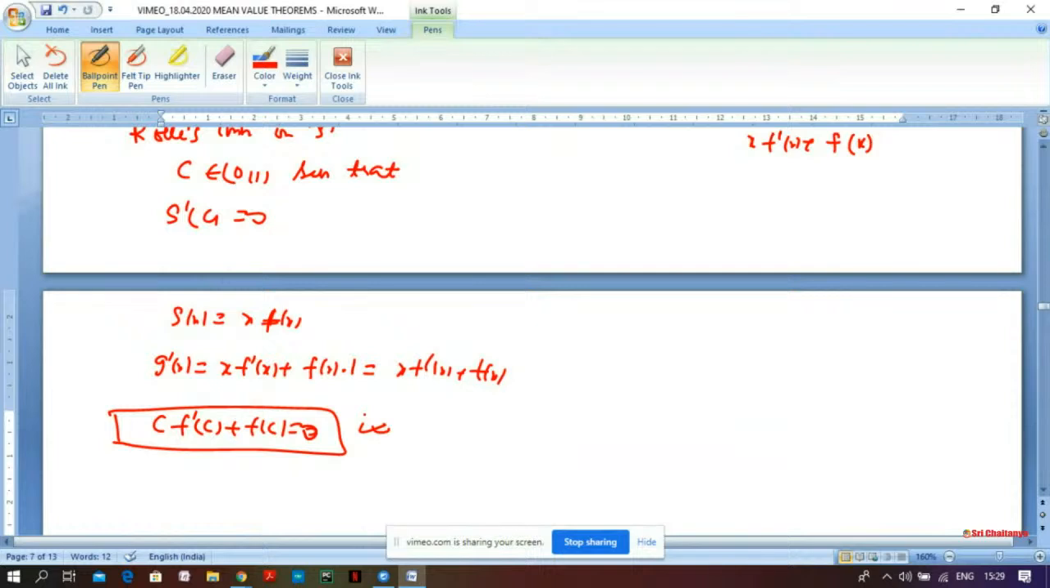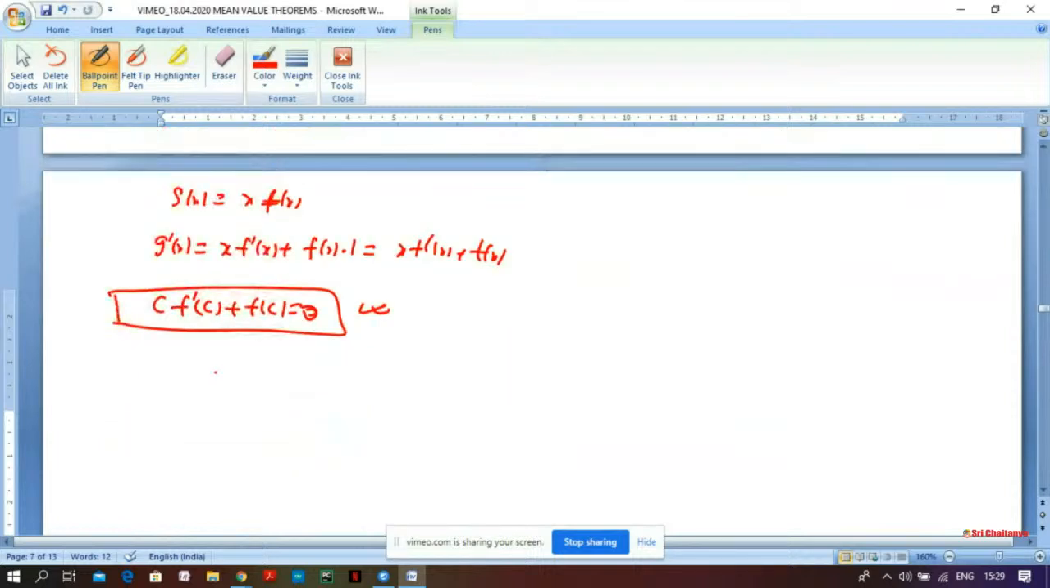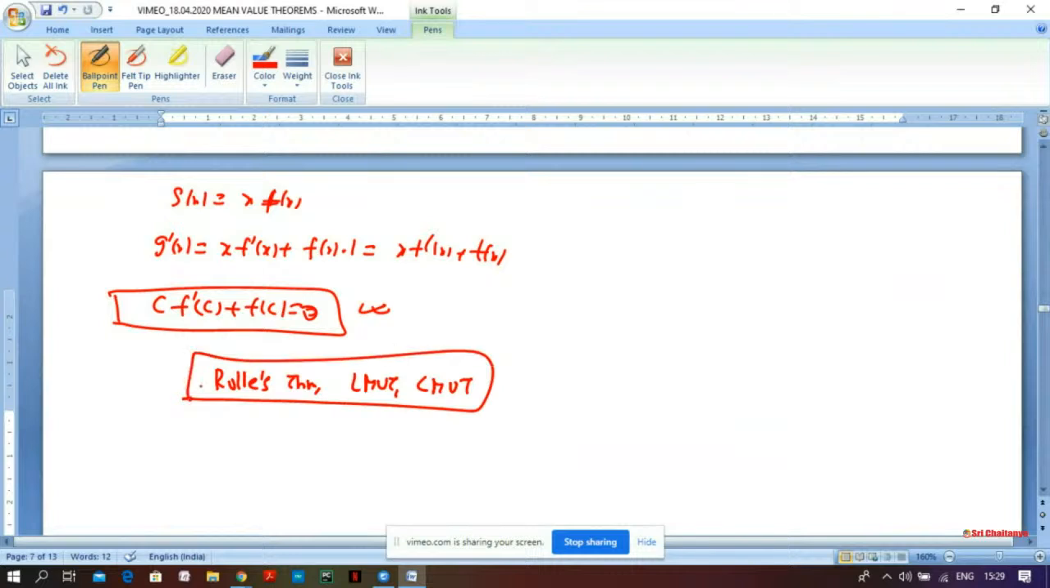So in effect, Rolle's theorem, Lagrange mean value theorem, and Cauchy's mean value theorem are all important parts. Most important is Rolle's theorem. In IIT you will find that every year they ask questions based on Rolle's theorem or Lagrange's or other things.